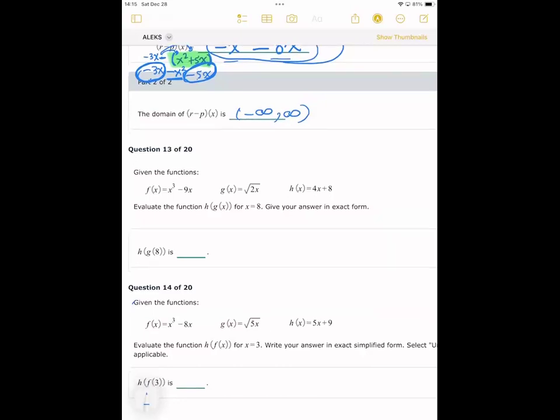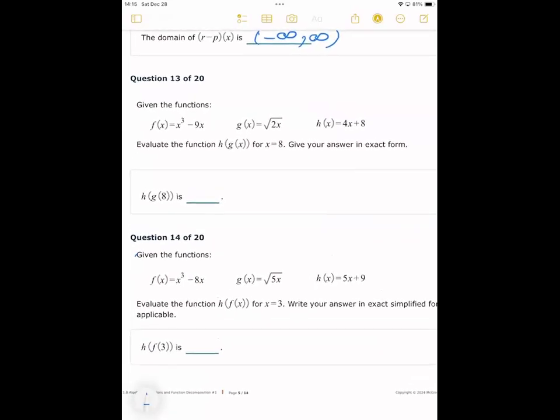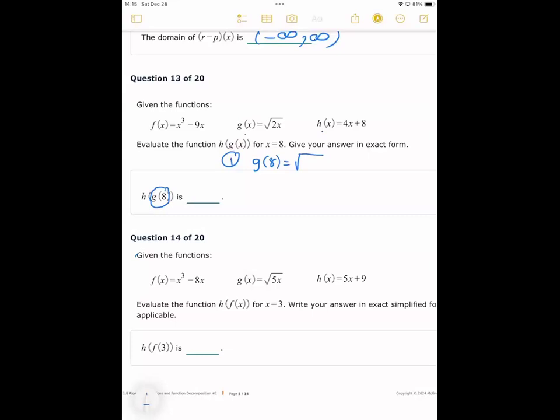Number 13 is composition of two functions. So I have g of x, and h of g of 8. How do I go about these? You take care of g of 8 first. So step 1, find out what is g of 8. And when you're doing g of 8, that means change x to 8. So you have 2 times x, it becomes 2 times 8. 2 times 8 is 16. The square root of 16 is 4, because 16 is 4 times 4. You have two 4s, it comes out as one 4.